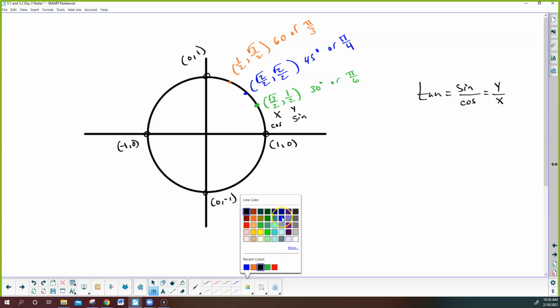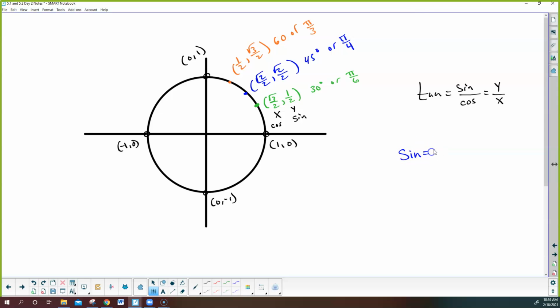But I want to show you one last thing. So remember, sine is the y value, and cosine is the x value. So if I have a cosine, cosine is going to be positive here and here, because cosine is the x. So if I move to the right, cosine is going to be positive in quadrant 1 and quadrant 4.